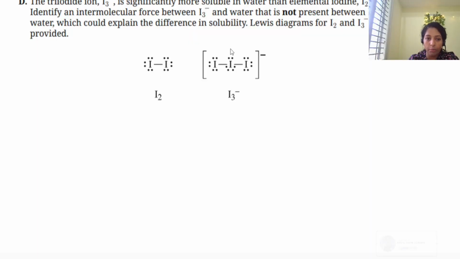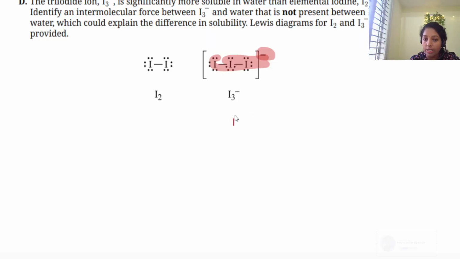And the last question now. Triiodide ion, I3 minus, is significantly more soluble in water than elemental iodine. Okay. So identify the intermolecular force between I3 minus and water which is not present between I2 and water. Okay. So what is this one? For I3 minus, they were given the Lewis structure also. So see, negative charge is there. What does it show? So what is the intermolecular attraction between I3 minus and water? I3 minus, is it polar? I3 minus is a polyatomic ion.